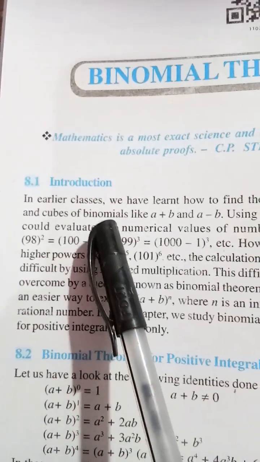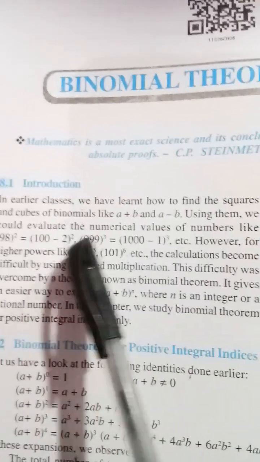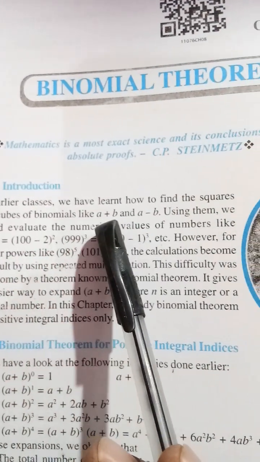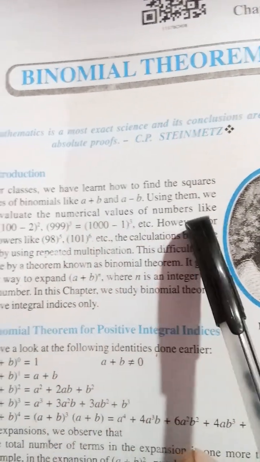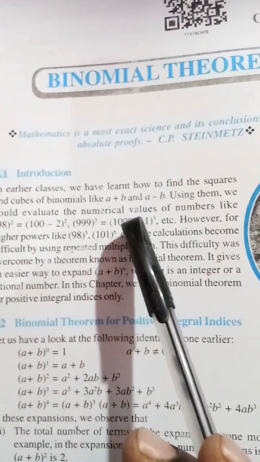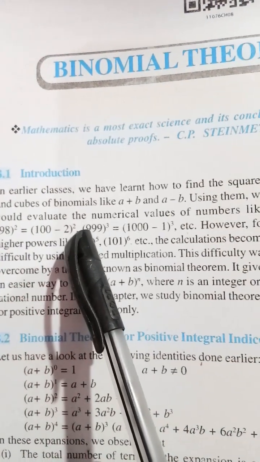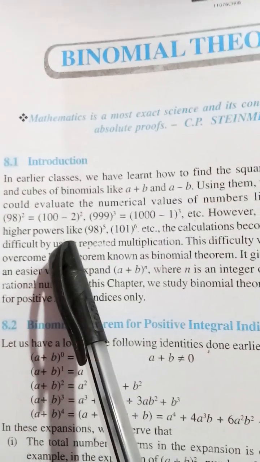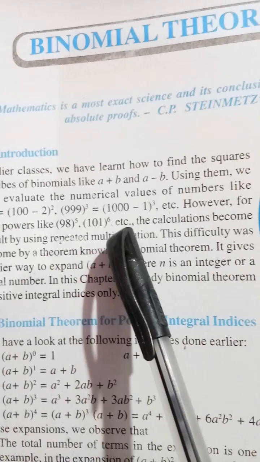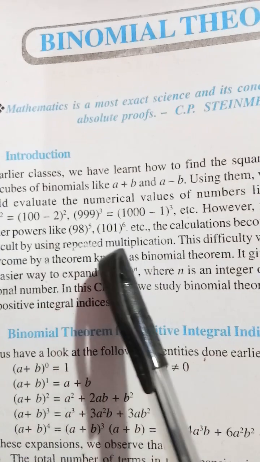For understanding the fact, here is the introduction. In earlier classes, previous classes, we have learned how to find the squares and cubes of binomials like a plus b. What is a binomial? Binomial means two nomials, and a minus b. Using them, we could evaluate the numerical values of numbers like 98 whole square, 100 minus 2 whole square, 999, 1000 minus 1, etc. However, for higher powers like 98 to the power 5, 101 to the power 6, etc., the calculations become difficult by using repeated multiplication.